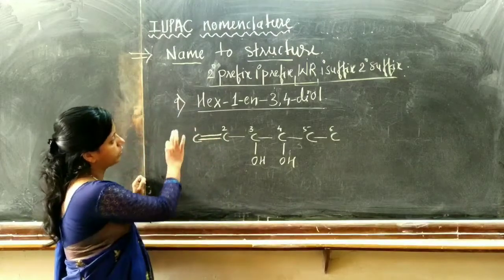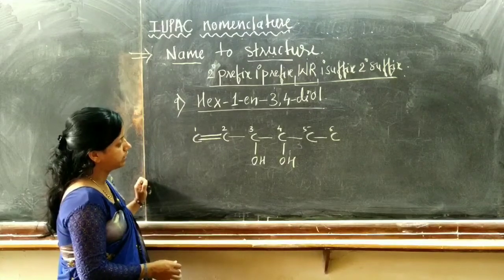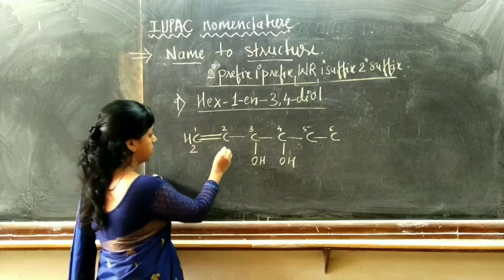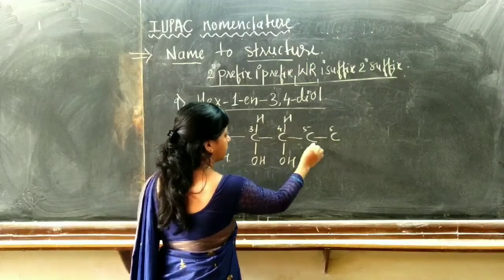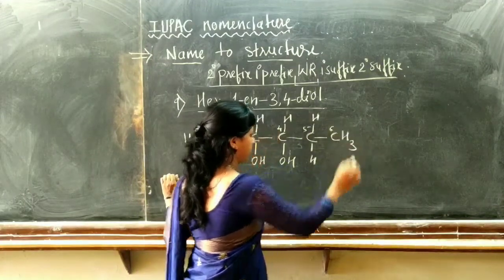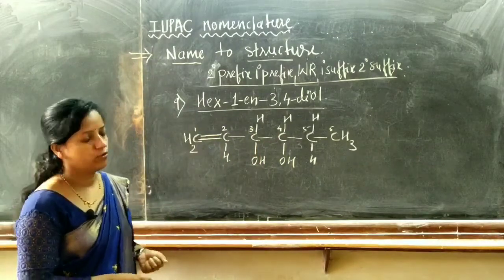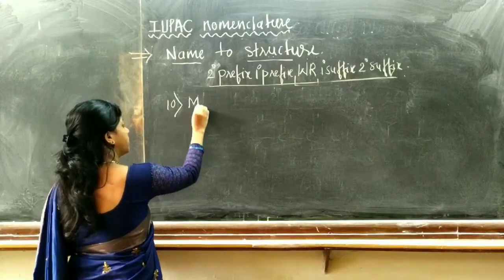Now whatever is given in the IUPAC name, we have already written all those things. So remaining, we have to write the hydrogens. This is the structure of hex-1-ene-3,4-diol.